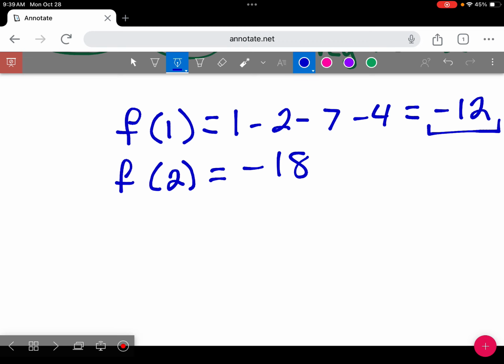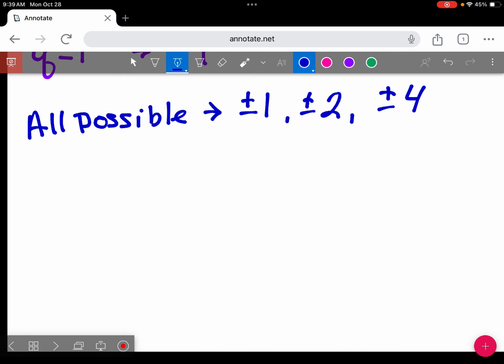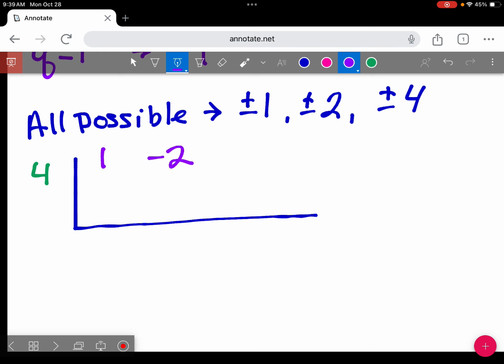So f of 4 must be 0. I want to divide out that 4 because we are trying to find all possible roots. I'm going to use synthetic division because we're dealing with linear factors. It makes it a lot easier. So what are my coefficients that go across my synthetic division? 1, -2, -7 and -4.